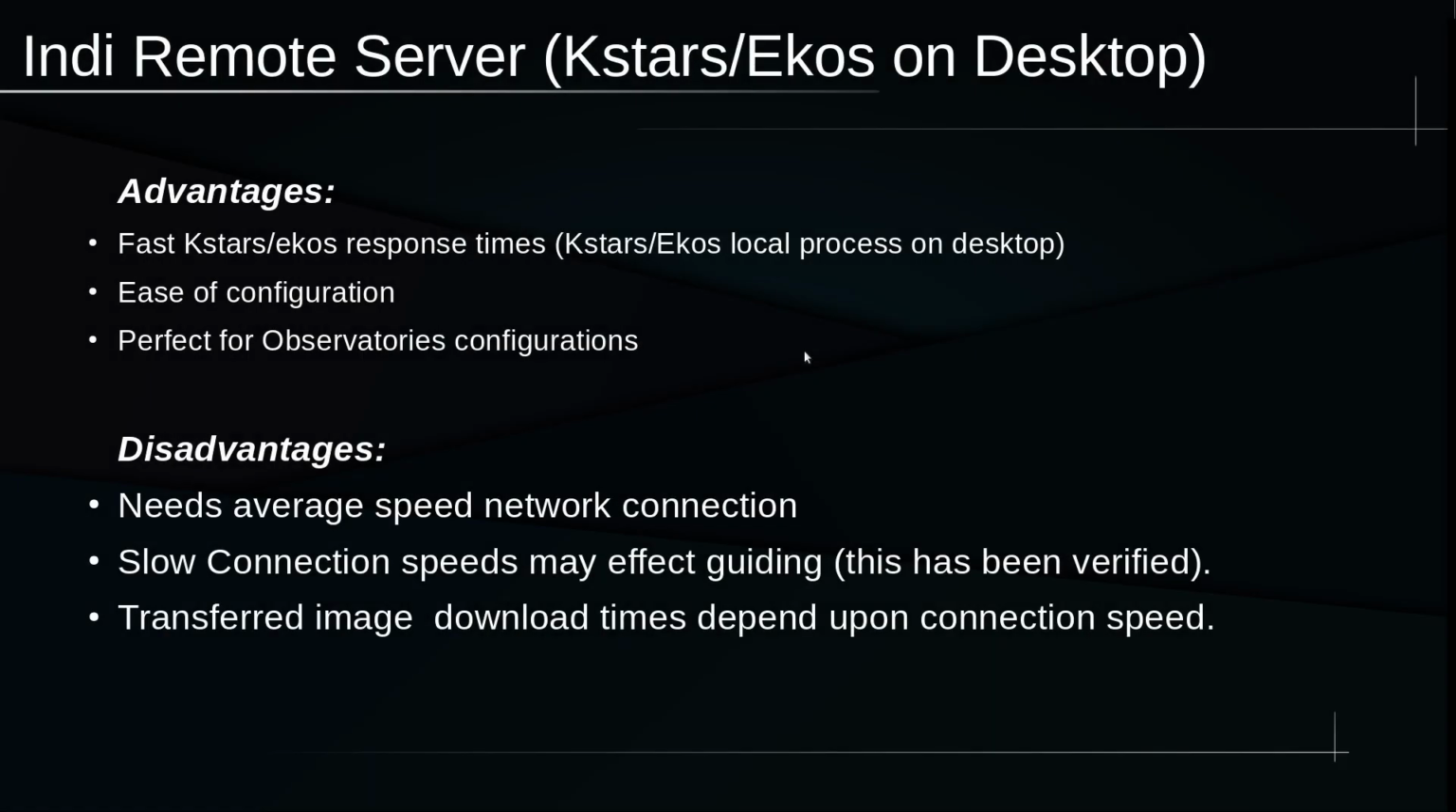When using Indi remote server, in other words, Kstars and Ekos are on the desktop and you're talking to the remote Indi server, the advantages are that the Kstars Ekos response times are much faster. That's because Kstars and Ekos are running locally on the desktop. It's fairly easy to configure, and it's perfect for observatory configurations. The disadvantages, however, are you need an average speed for your network. Slow connection speeds may affect guiding, and I verified this. And image download times depend on the connection speed.